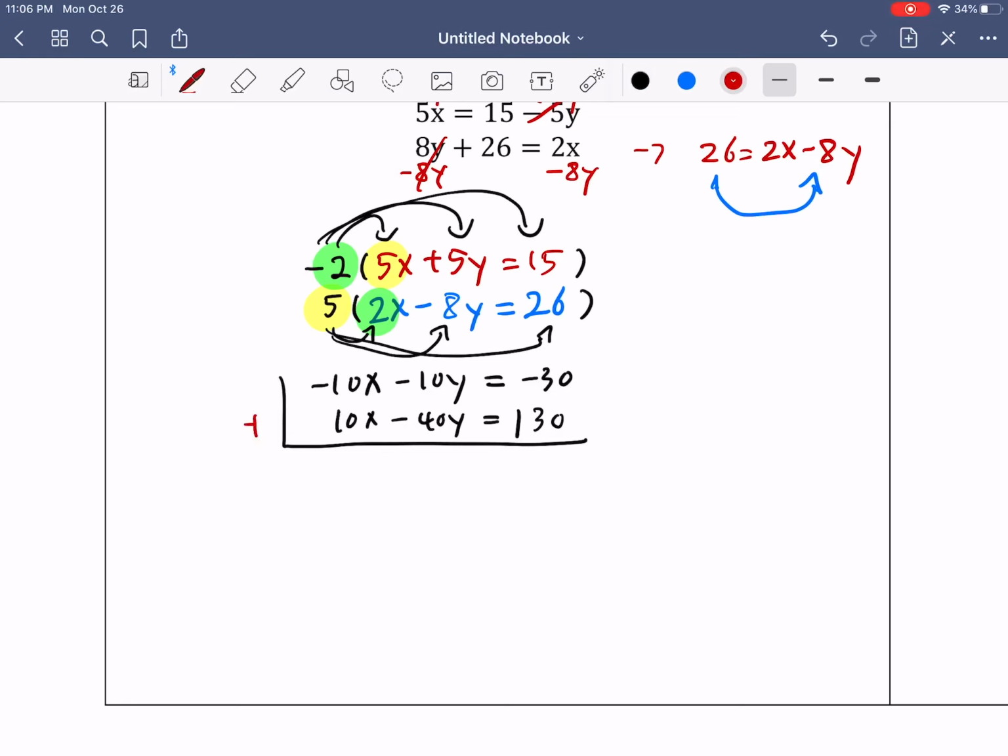Negative 10x plus 10x disappears. Negative 10 minus 40, you get negative 40y. Negative 30, wait. Am I doing it right? Just let me think. Yeah, I did it right.